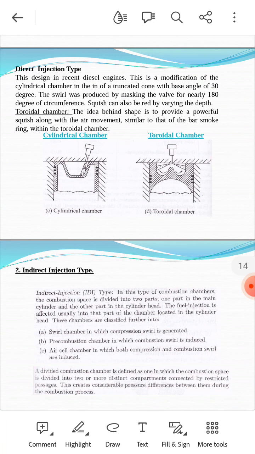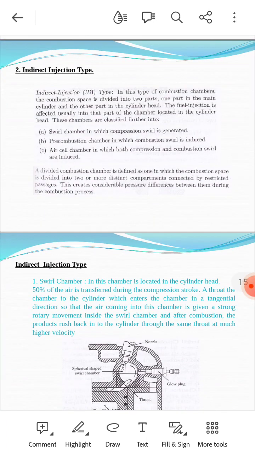swirl chamber in which compression swirl is generated, pre-combustion chamber in which combustion swirl is induced, air cell chamber in which both compression and combustion swirl are induced. A divided combustion chamber is defined as one in which the combustion space is divided into two or more distinct compartments connected by restricted passages. This creates considerable pressure difference between the compartments during the combustion process.